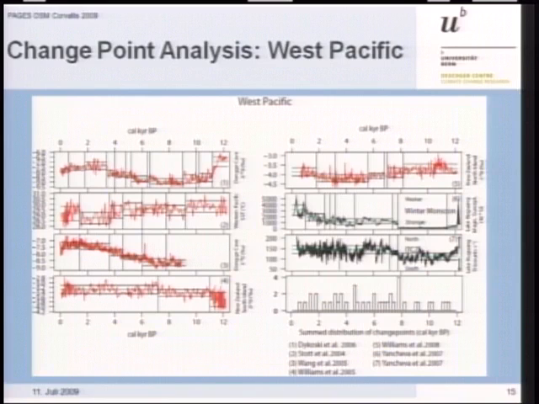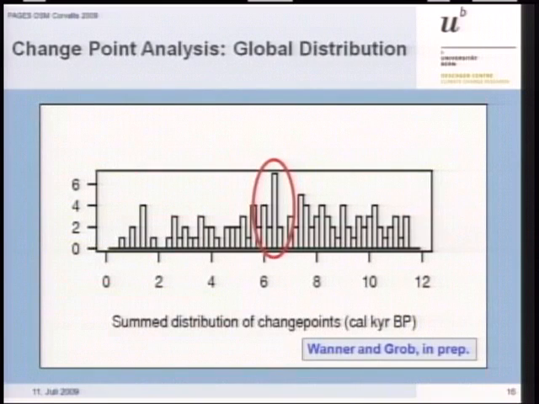But if you're then taking the most significant time series and you're doing change point analysis, you can really find the steps in these different time series. This is just an example for the West Pacific, and if you're then looking at the frequency over time, in the West Pacific you just find a peak around 8,200 years. If you're doing the same for the whole globe, it's very interesting that the peak is around 6,000 years.